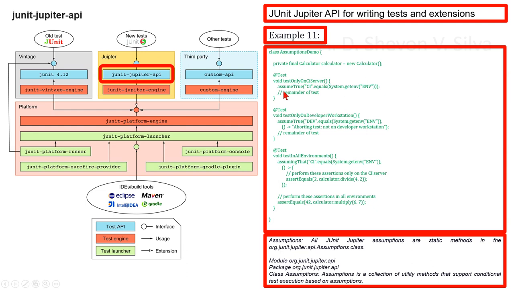JUnit Jupiter comes with a subset of the assumption methods that JUnit 4 provides and adds a few that lend themselves well to being used with Java 8 lambda expressions and method references. All JUnit Jupiter assumptions are static methods in the org.junit.jupiter.api.Assumptions class. As of Jupiter 5.4, it is also possible to use methods from JUnit 4's org.junit.Assume class for assumptions. Specifically, JUnit Jupiter supports JUnit 4's AssumptionViolatedException to signal that a test should be aborted instead of marked as a failure.